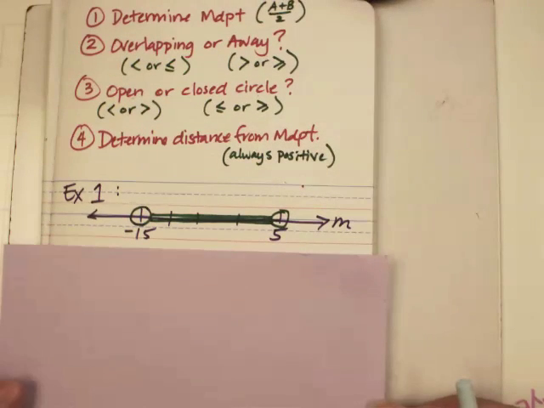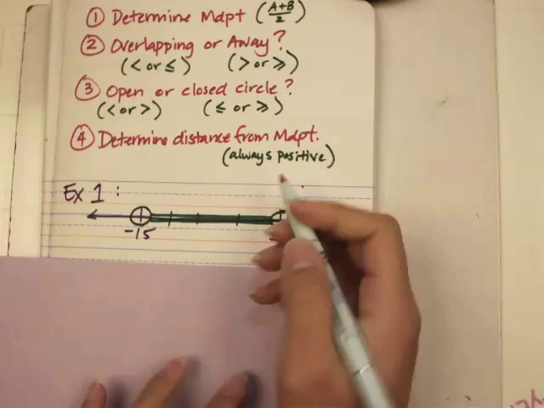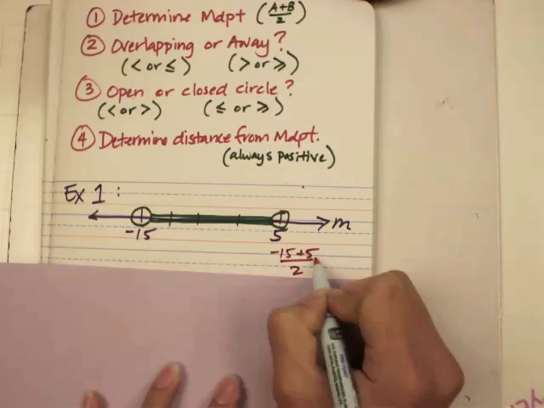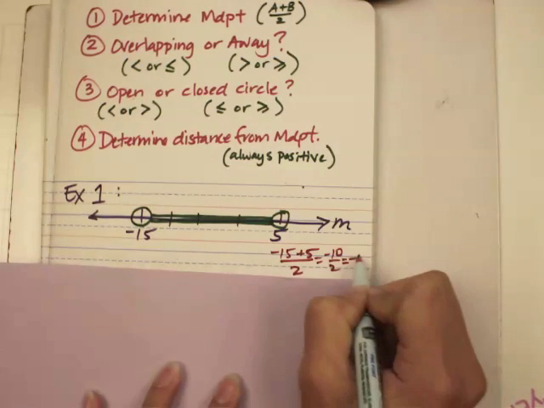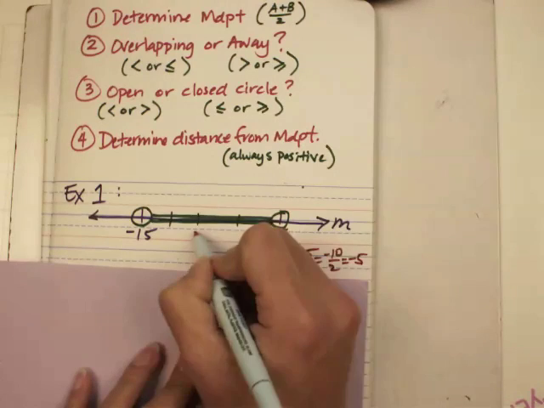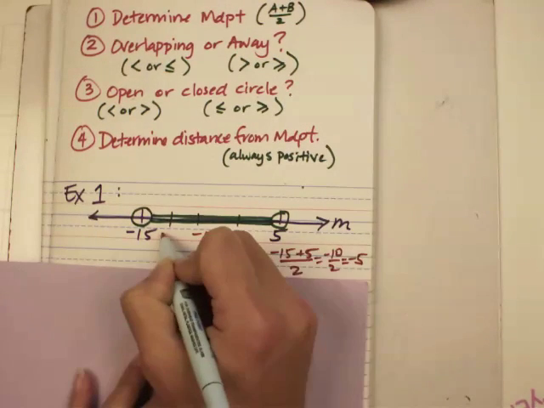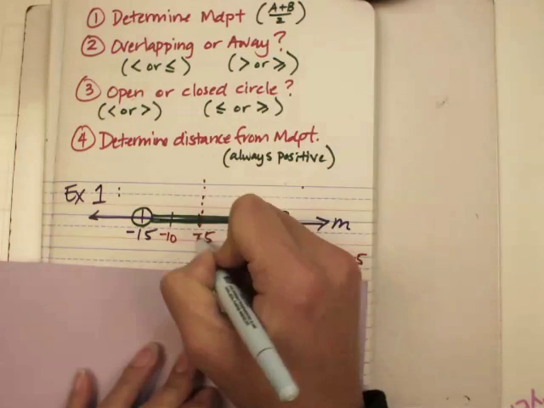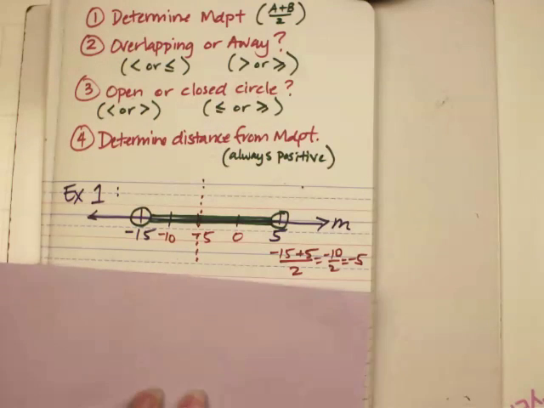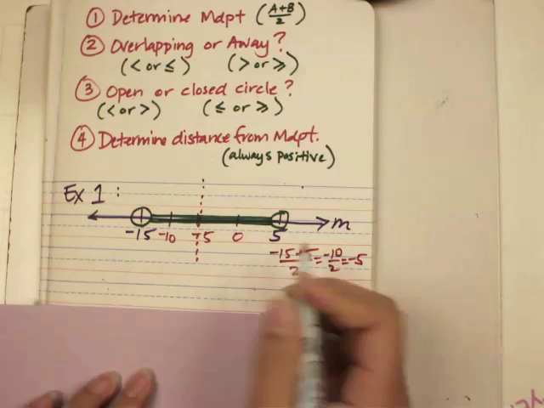Okay, so for example, we'll do example 1 here. You have the graph of M, and M looks like it's an overlapping graph, but let's first determine the midpoint. Okay, so just really quickly, I'm going to take -15, I'm going to add it to 5 divided by 2. And that's -10 divided by 2 should be -5. Okay, so the midpoint should be here at -5. Well, here's 0, here's -10. That makes sense. I'm going to draw a line. That's my midpoint.